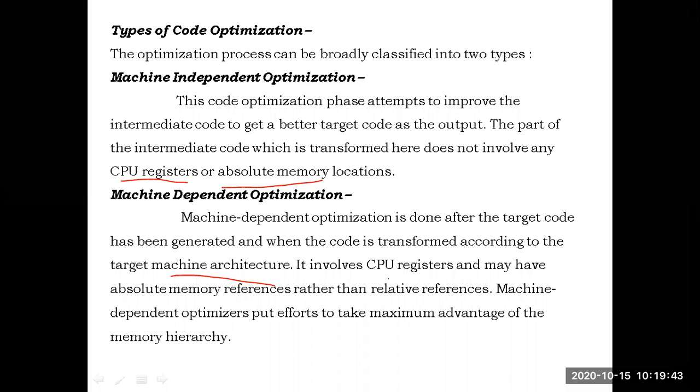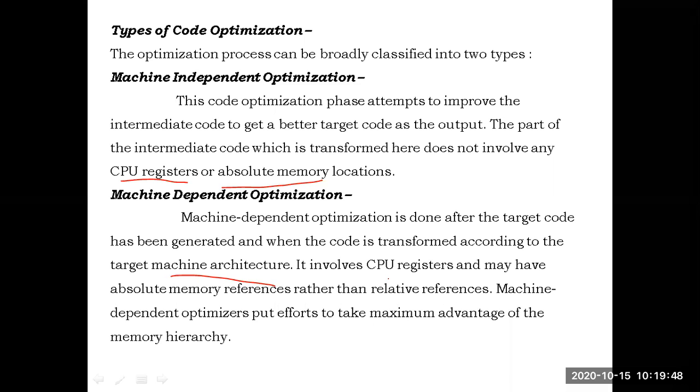Simply, machine independent means we perform optimization on the intermediate code. Machine dependent means we perform optimization on the target code. What is target code?